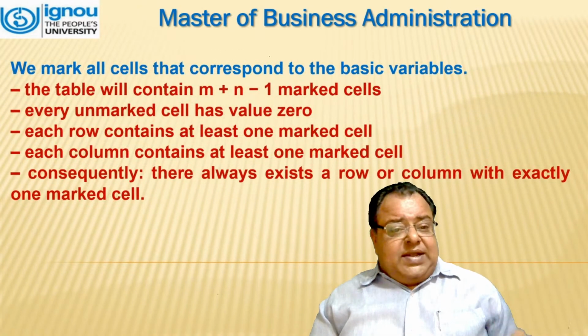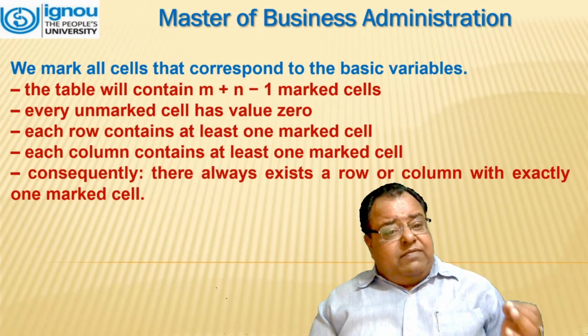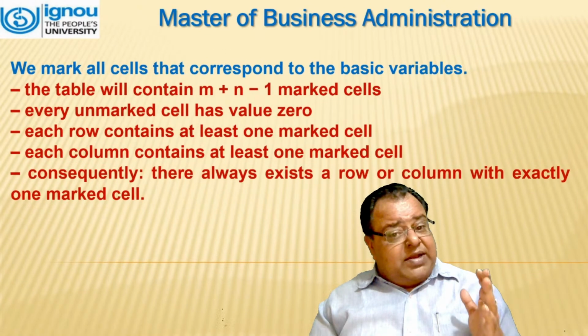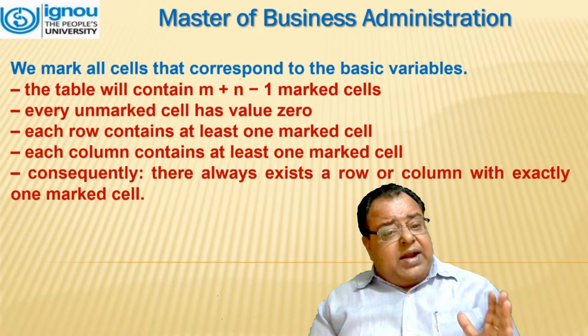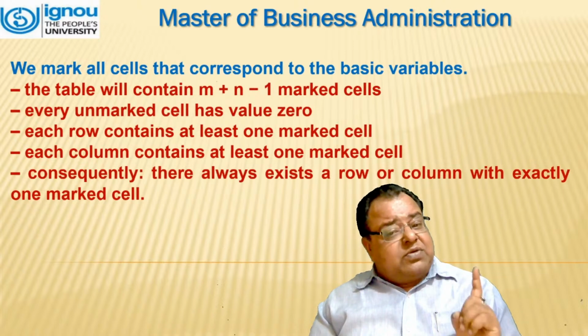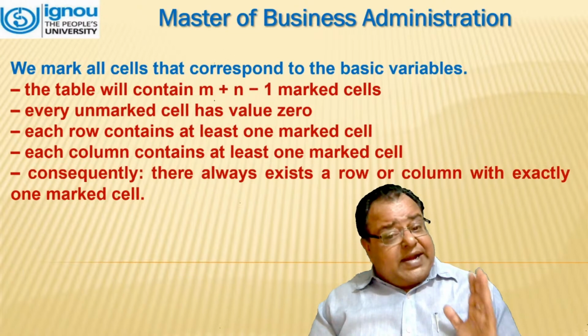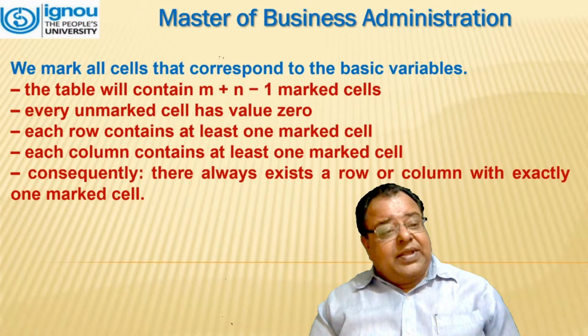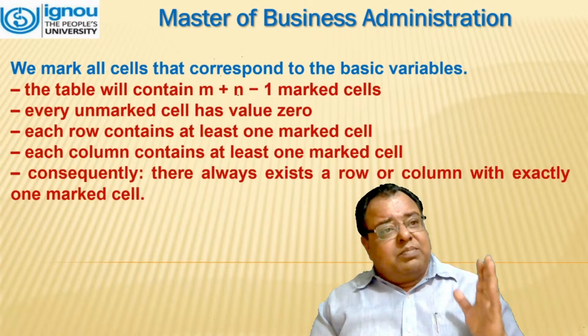We mark all cells that correspond to the basic variables. How is this done? Number one, the table will contain m plus n minus 1 marked cells. Number two, every unmarked cell has a value 0. Number three, each row contains at least one marked cell. Next, each column contains at least one marked cell, and consequently there always exists a row or column with exactly one marked cell.